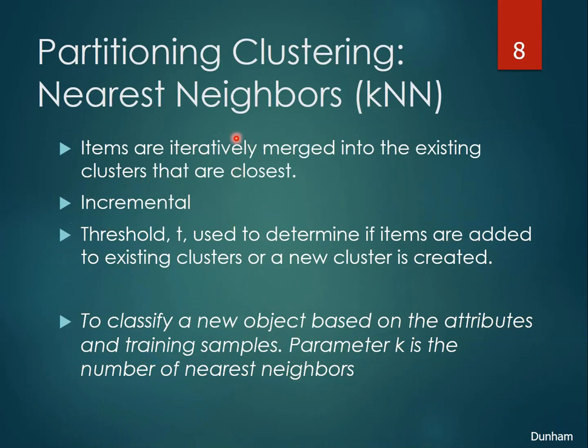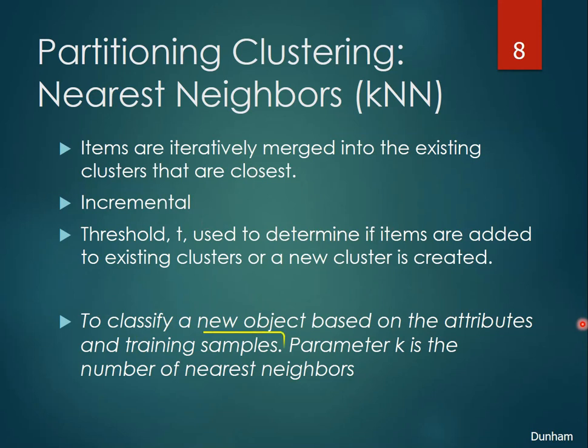In the kNearestNeighbors algorithm, items are iteratively merged into existing clusters that are closest. It is an incremental process, and there is a threshold T used to determine if items are added to existing clusters or new clusters is created. So, in short, kNearestNeighbors is actually to classify a new object based on the attributes and training samples.